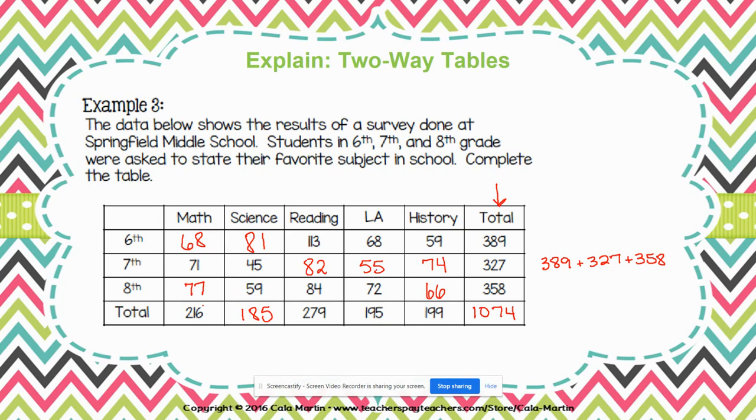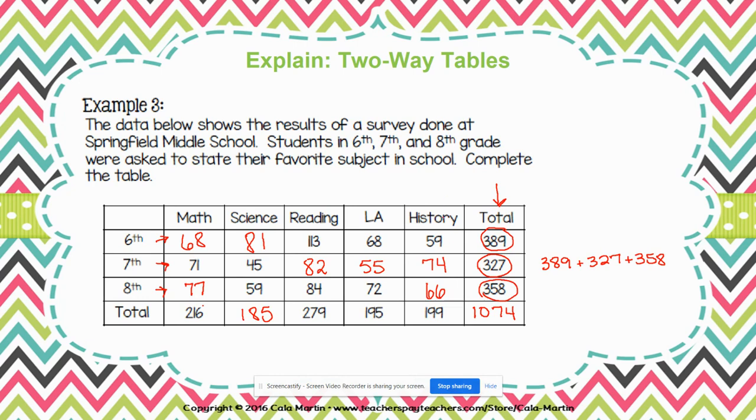If you're ever unsure and you want to check and make sure you did everything right, all you have to do is go back and add up everything in this row. It should equal 389. Do the same thing for the 7th grade row. It should equal 327. For the 8th grade row, it should all equal 358.